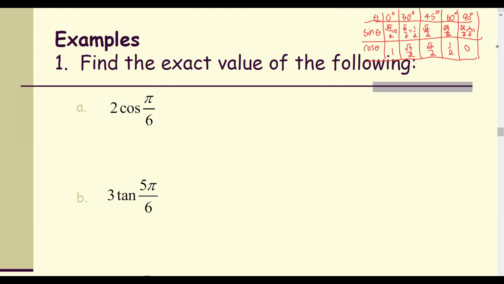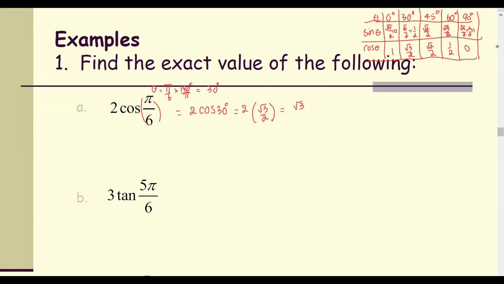For part A, we are going to find the exact value of 2 times cosine of pi over 6. The angle theta is pi over 6, and in degree form, we can find it by multiplying by 180 degrees divided by pi, which is 30 degrees. That is the same as 2 times cosine of 30 degrees. From the table, the cosine of 30 degrees is square root 3 over 2. The answer for this problem is square root 3.